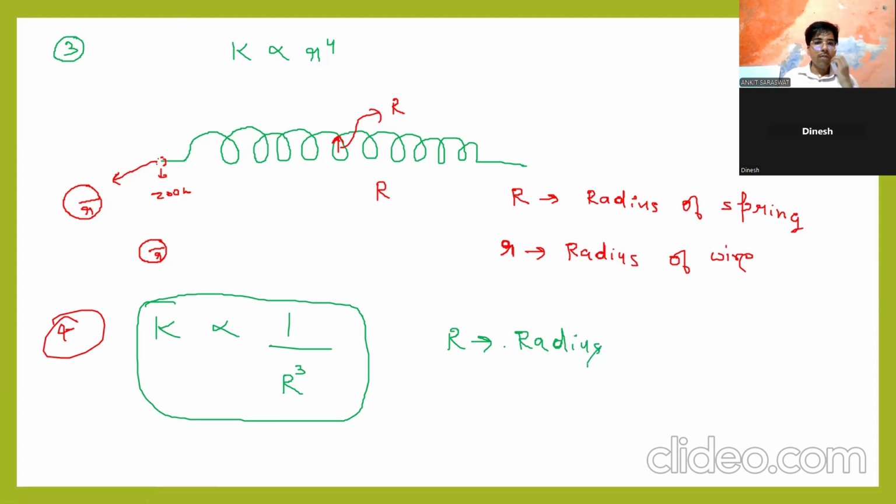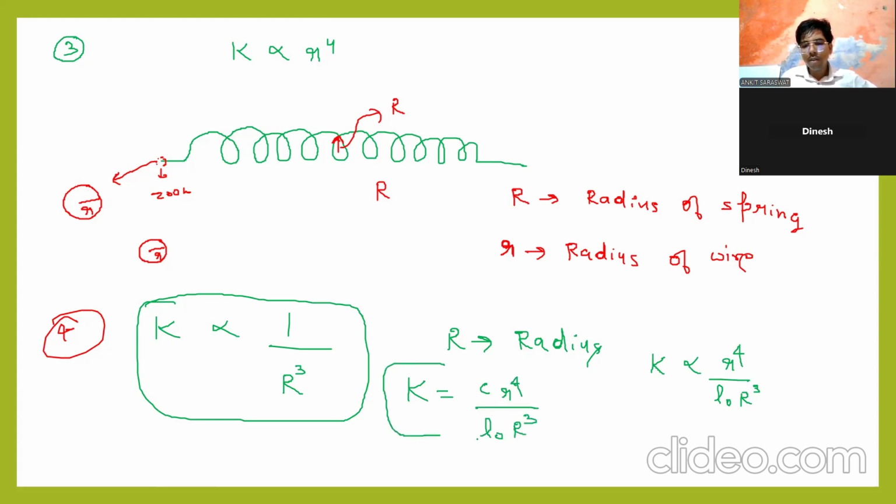Clear? If you merge all these points, then what is K? You can write K is directly proportional to r to the power 4 L naught R to the power 3. And if you remove the proportionality constant, it will be K equals C r to the power 4 L naught R to the power 3. This is the formula of K.